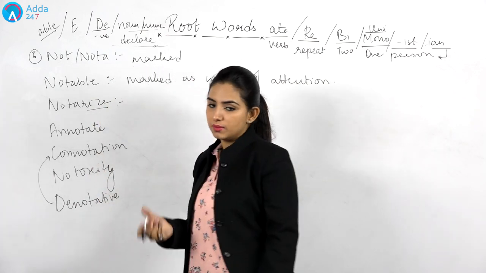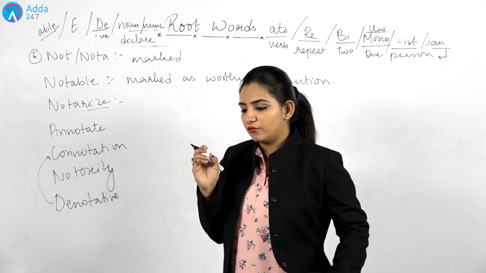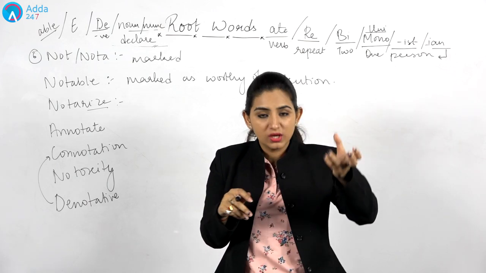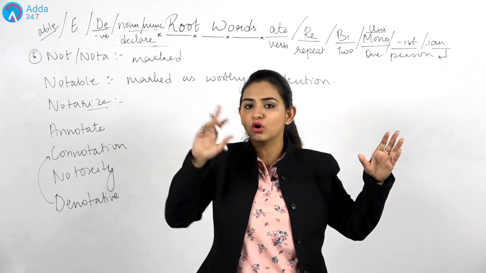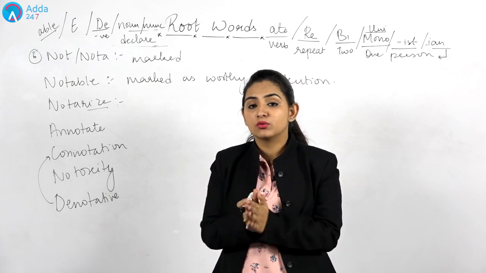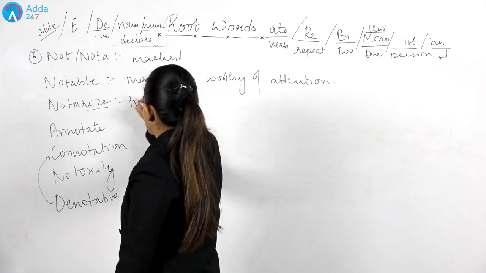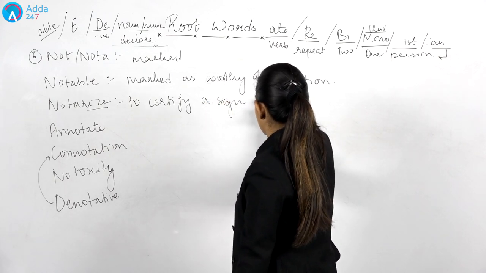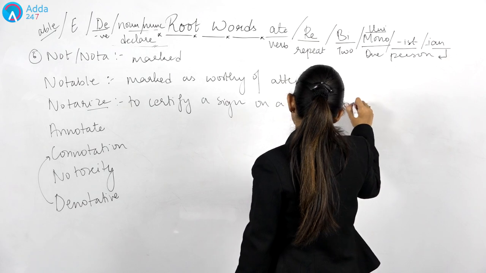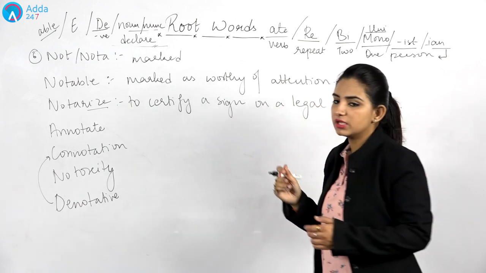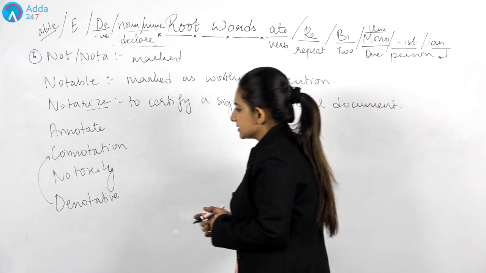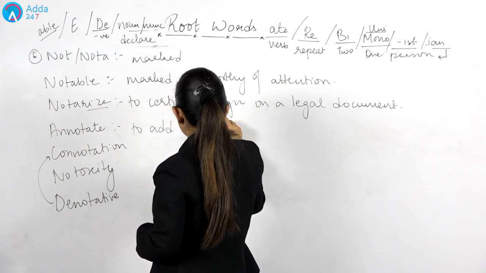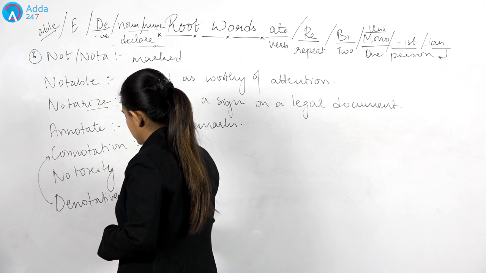Notarize, ize is actually a verb, and notarize means when you, for example, are withdrawing a huge amount from your bank and you sign a check, that check will be certified by the banker against your legal document, right? So that is what we mean by notarize, certifying or checking. To certify a sign on a legal document. To match the sign, to examine the sign with a legal document is what we mean by notarize. Next is annotate, and annotate means what? To add remarks to something. Then we talk about connotation and denotative.